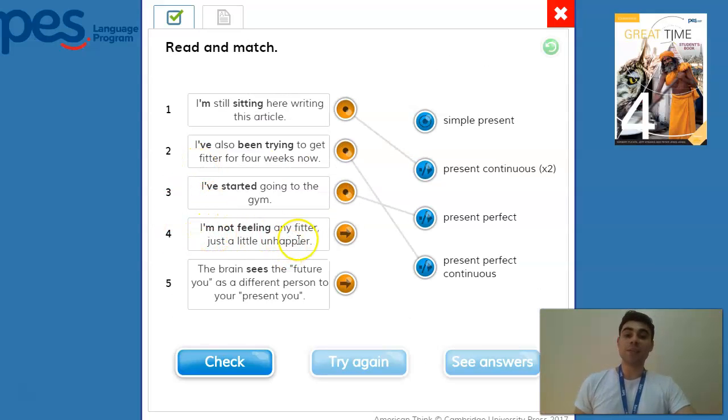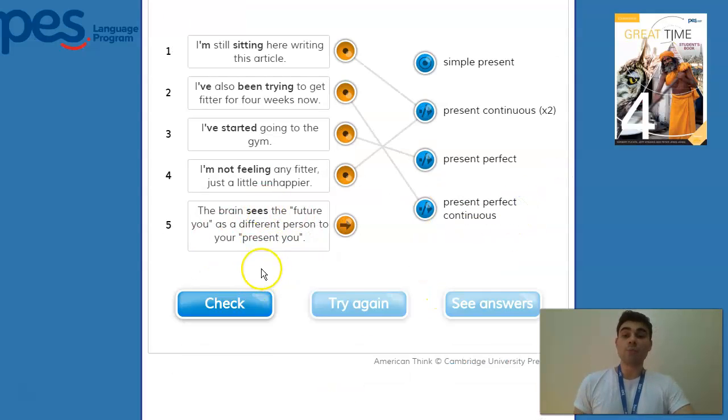I'm not feeling any fitter, just a little unhappier. Number 4, it's very similar to number 1, right? We have the verb to be, the verb feel in the ing form. So it means that we have a present continuous. Good, because we need to use the present continuous twice here.